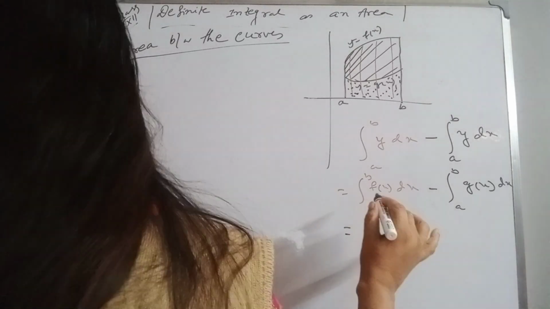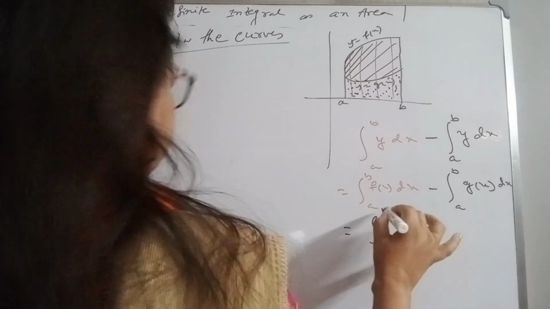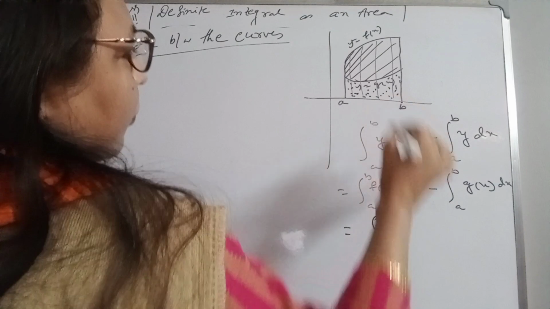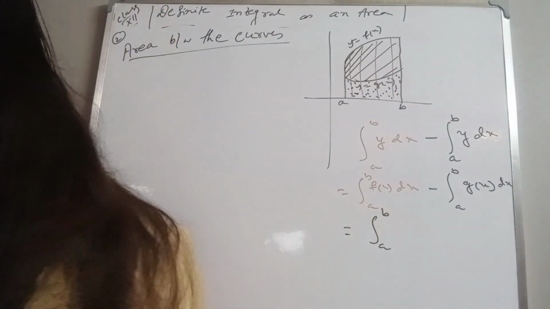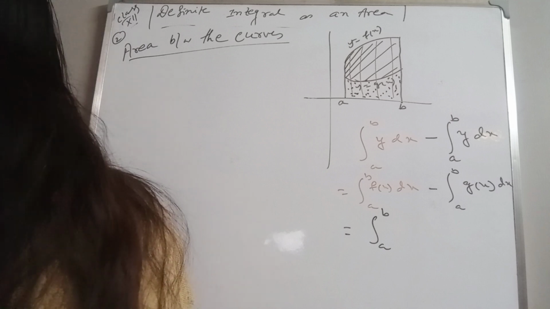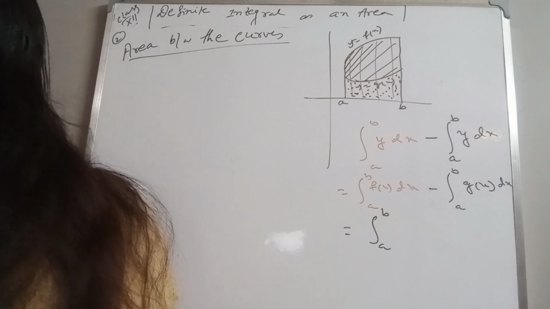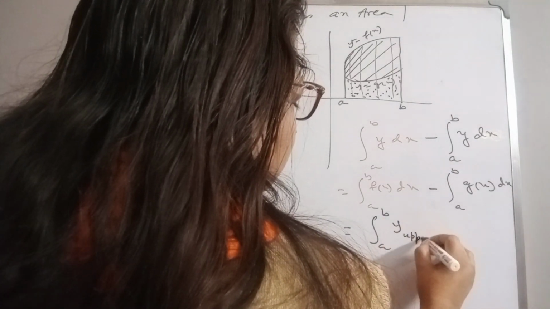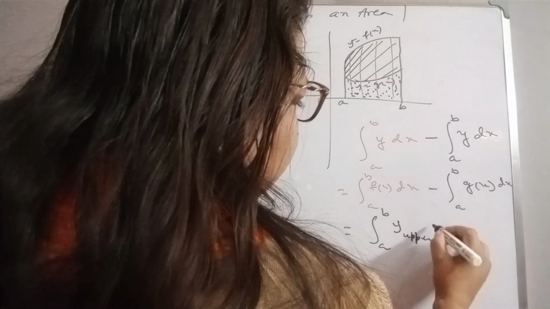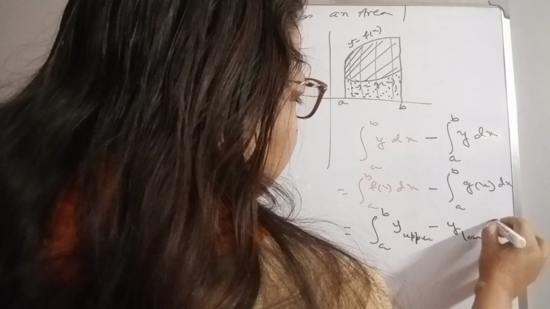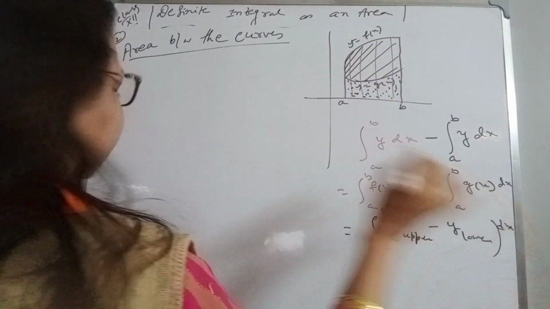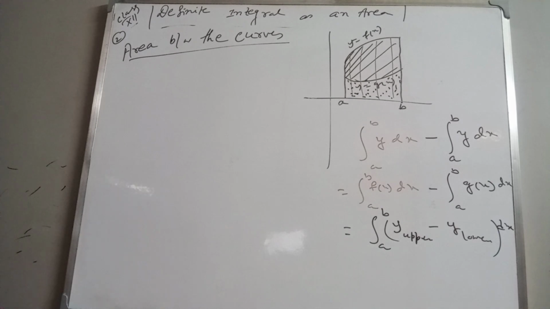So actually what we are doing is integral a to b of f(x) minus g(x), we can do it directly. Or we can write y for upper minus y for lower. Directly we can do it like this. Okay, upper means this curve, lower means this curve. That is why it is written in this way.